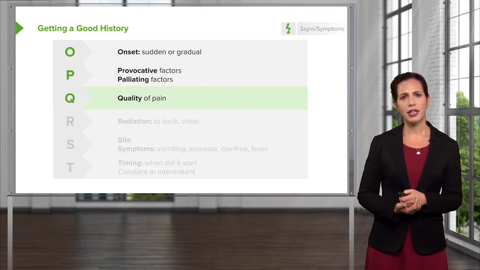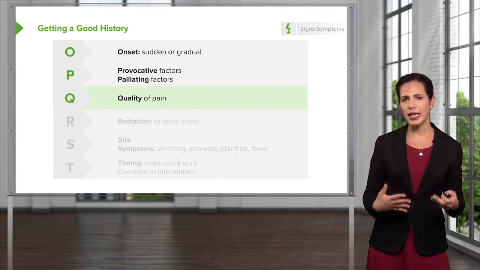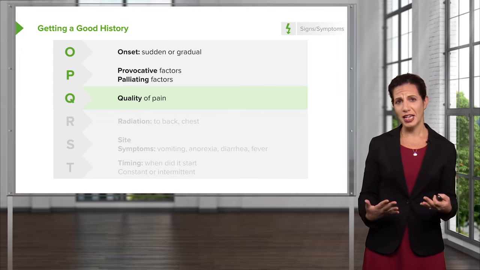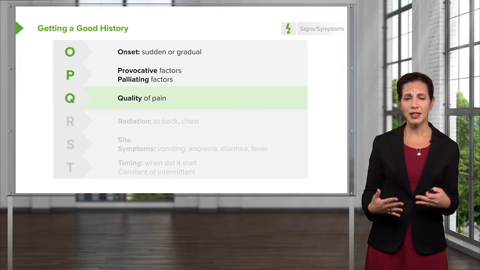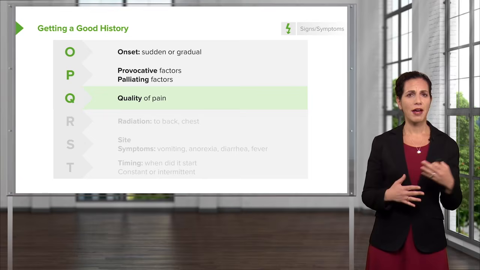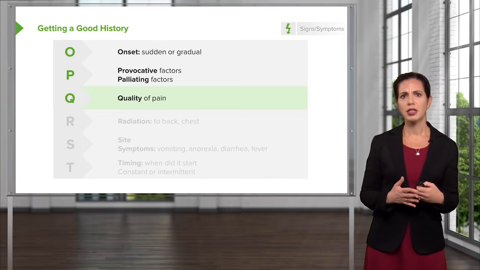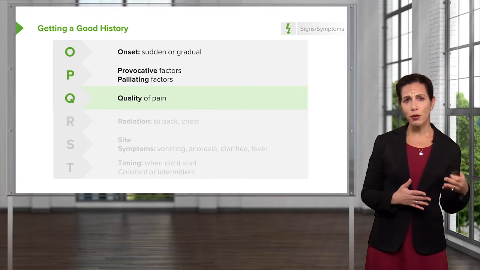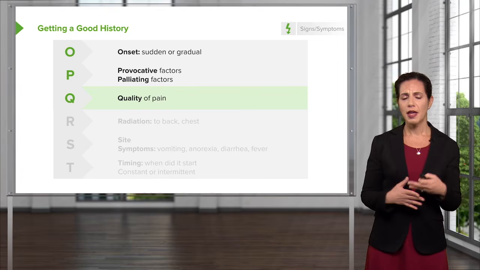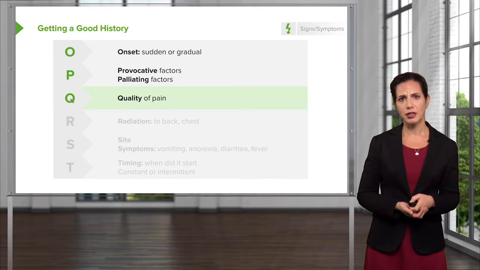Q is the quality of the pain. So is it that dull, achy pain? Is it a crampy pain? Is it a sharp and stabbing pain? So figuring out and having the patient describe their pain to you can be a useful piece of information that can help you form your differential diagnosis.